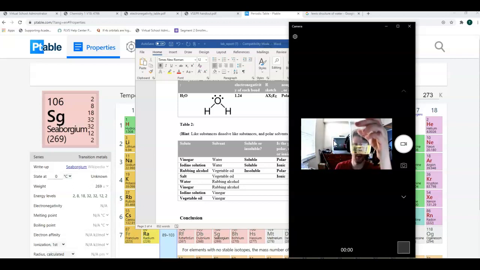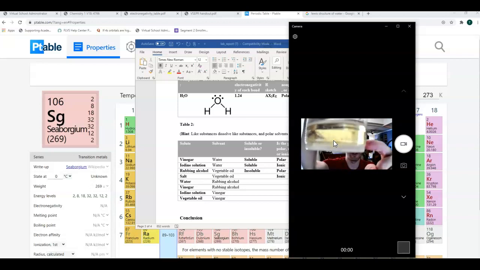Okay, here's my vegetable oil. Here's a thing of salt. I dumped it in there, and I will start stirring this. I'm stirring. I know it's kind of hard for you to see on the screen, but if you notice, the salt is just falling to the bottom. You see this white layer right here? That's the salt. It is not dissolving at all.